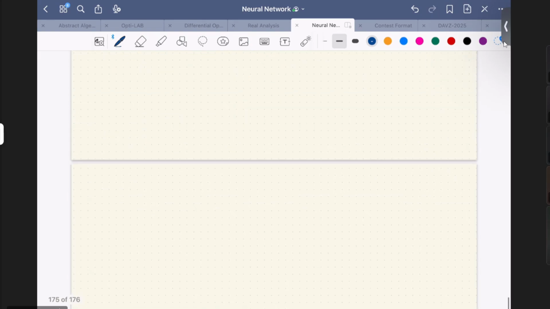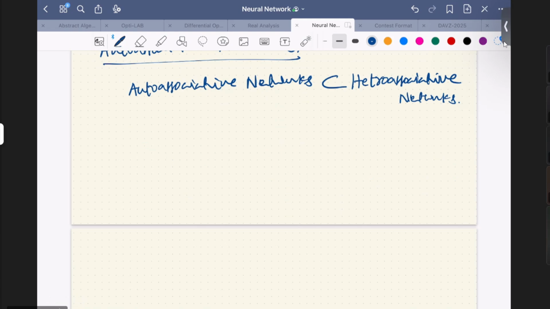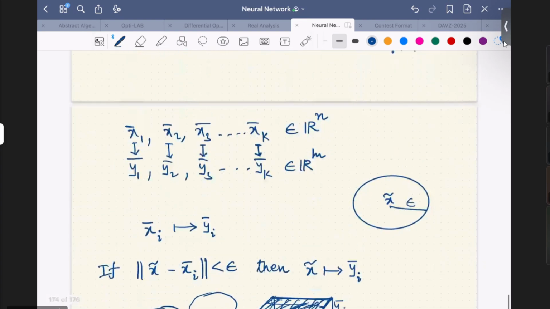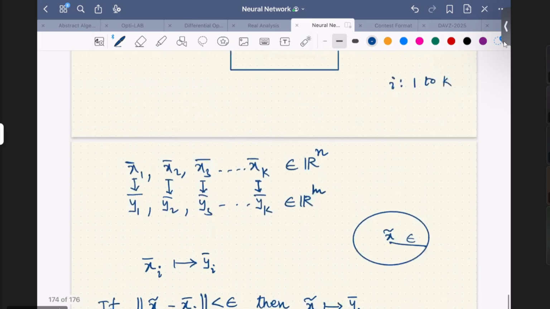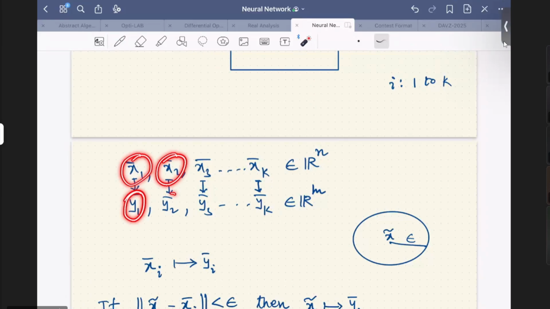So what does it actually say mathematically? If you have k such vectors, then same thing, you replace yi with xi. That means each x1 bar is associated to x1 bar, x2 bar is associated to x2 bar, xk bar is associated to xk bar.